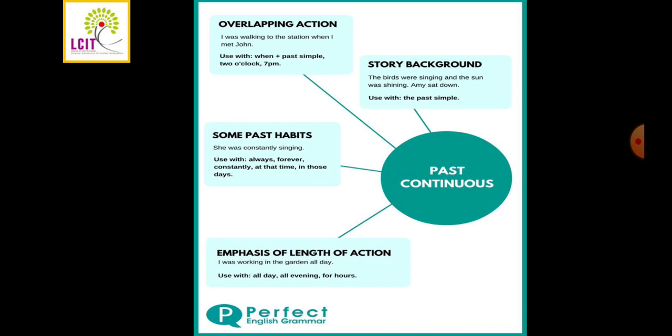To describe an action that was in progress when another action took place. Okay, so usually in these sentences which I just told you, the verb in the past continuous tense is describing some longer actions. Okay, I believe that you understood what is past continuous tense.